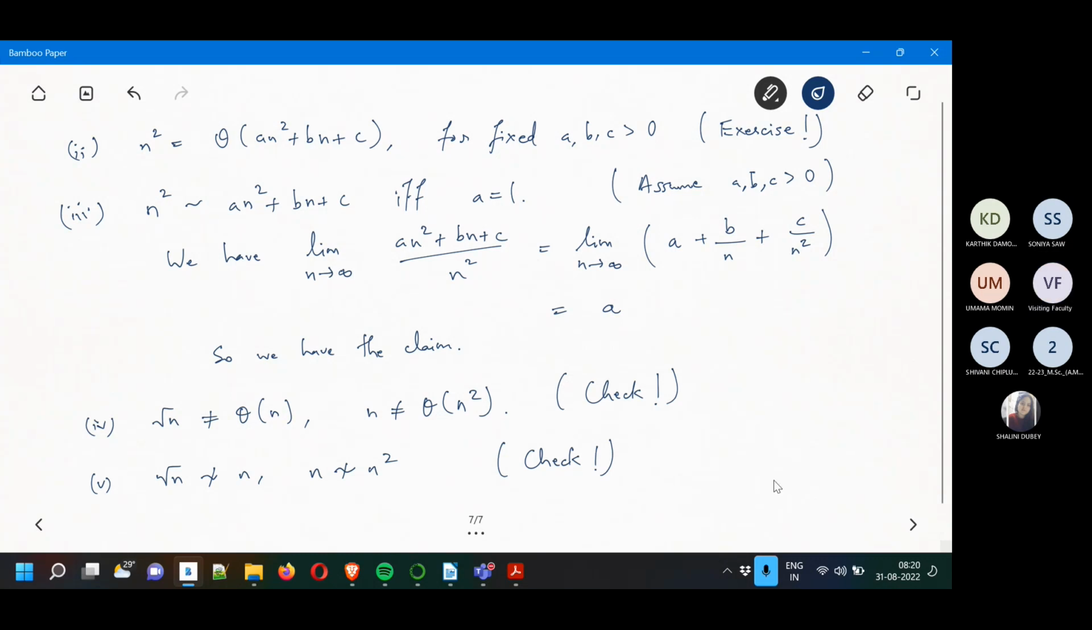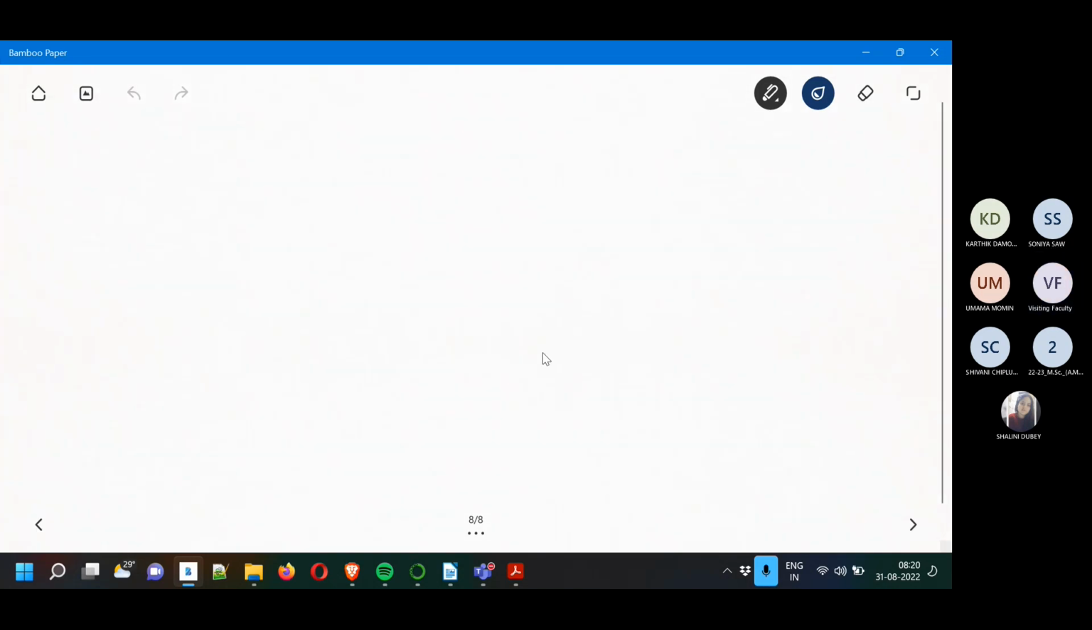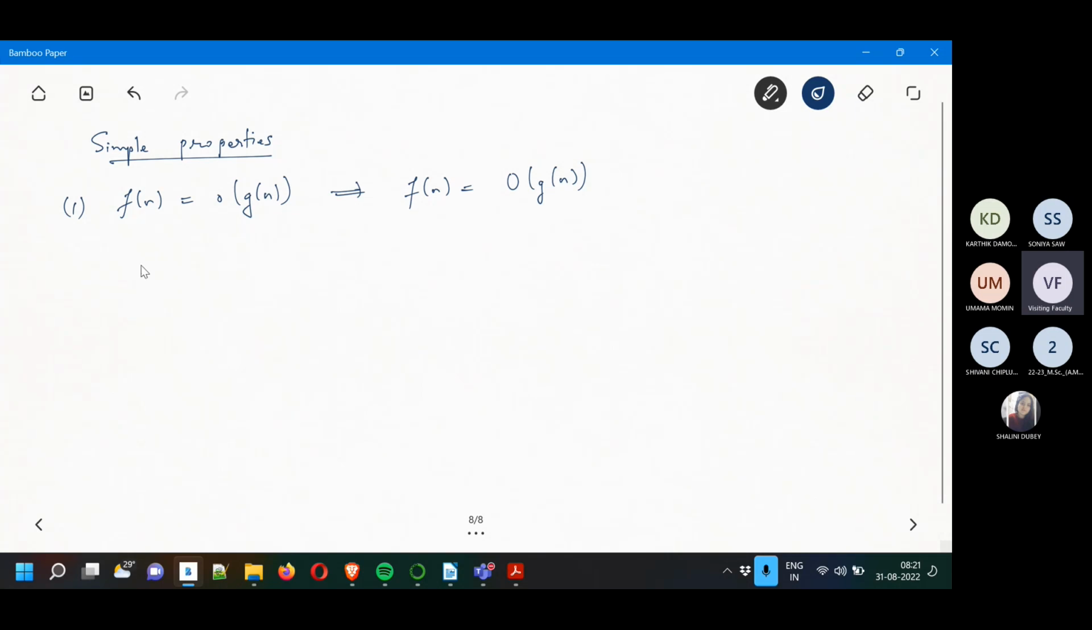All right, so that was it. Now we have some very simple properties. So one is, if f of n is little o g of n, then it implies f of n is big O g of n. You see why? So let's prove this quickly. Very simple again.